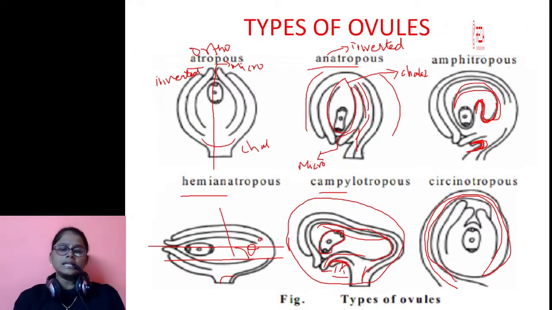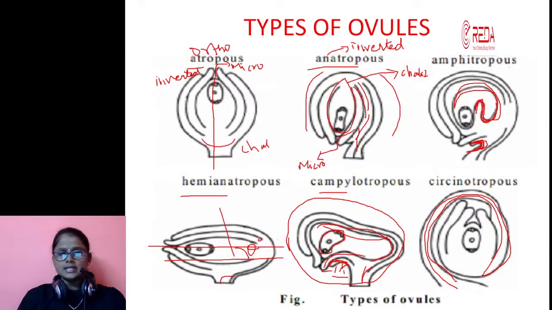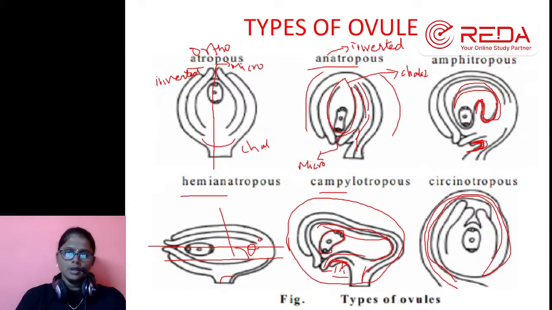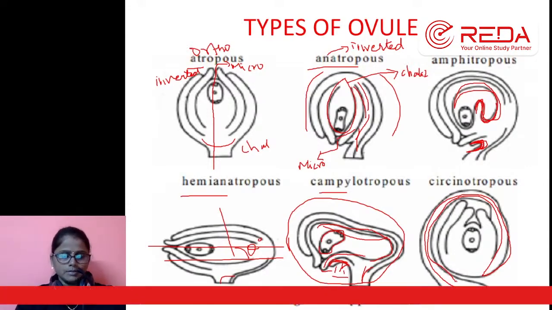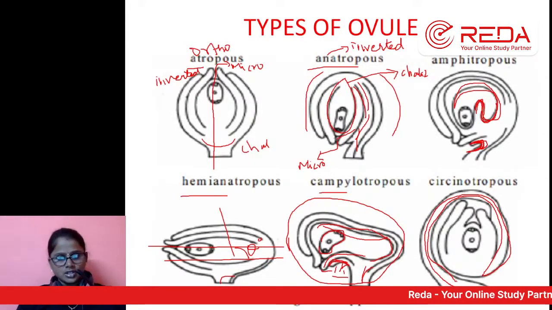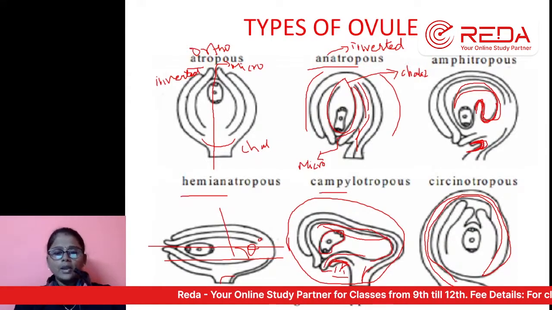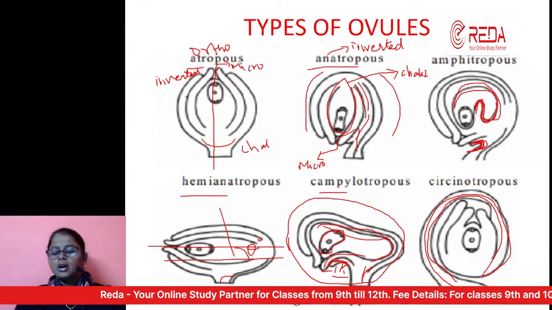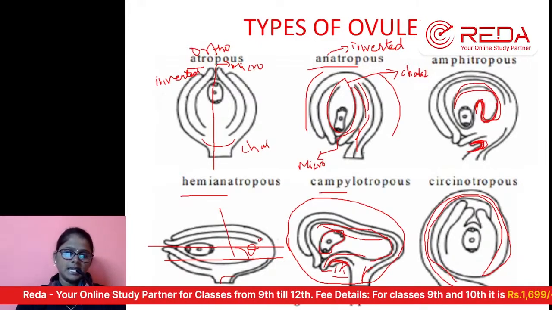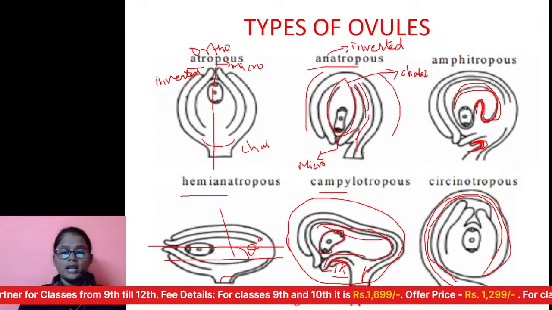So these are the six types of ovule. To keep them in memory very easily: in the orthotropous or atropous type of ovule, the micropyle is at the top; in the anatropous, the micropyle is at the bottom; the amphitropous has a curved structure; the hemianatropous is transversely perpendicular; the campylotropous has lots of bend, a bean-shaped structure; and the crinotropous is where the funicle is very long and covers the ovule.